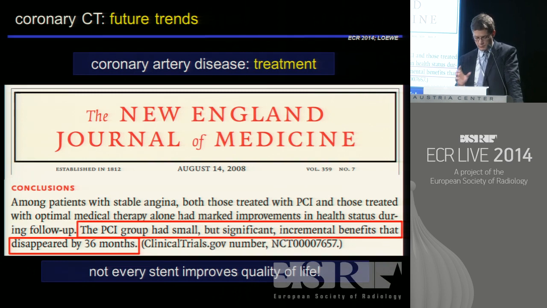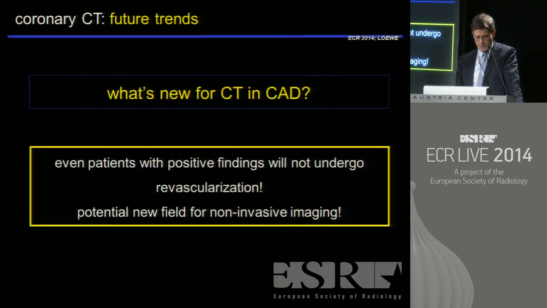So just briefly, the COURAGE trial and all the upcoming trials based on it showed that not every stent really improves the quality of life, and not every stent improves the outcome of the patient. And this is the position where maybe non-invasive imaging can be helpful. Even in patients where we know that they are suffering from coronary artery disease, there is the decision to make right now: should the patient undergo revascularization, or is the patient better treated just by medical treatment?